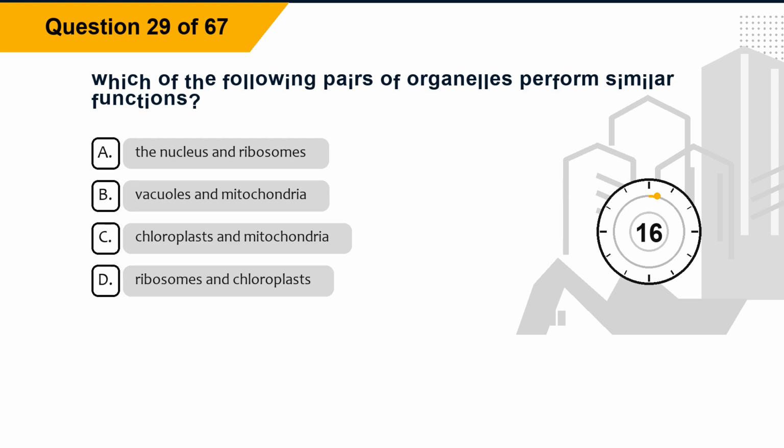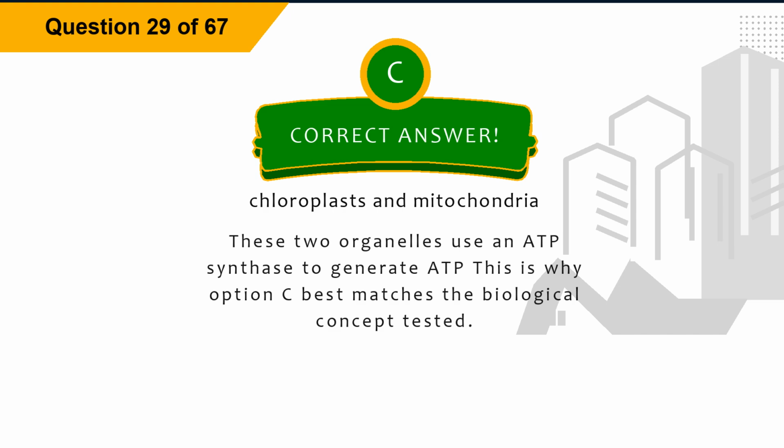Question 29. Which of the following pairs of organelles perform similar functions? Option A, the nucleus and ribosomes. Option B, vacuoles and mitochondria. Option C, chloroplasts and mitochondria. Option D, ribosomes and chloroplasts. The correct answer is option C, chloroplasts and mitochondria. Explanation: these two organelles use an ATP synthase to generate ATP. This is why option C best matches the biological concept tested.